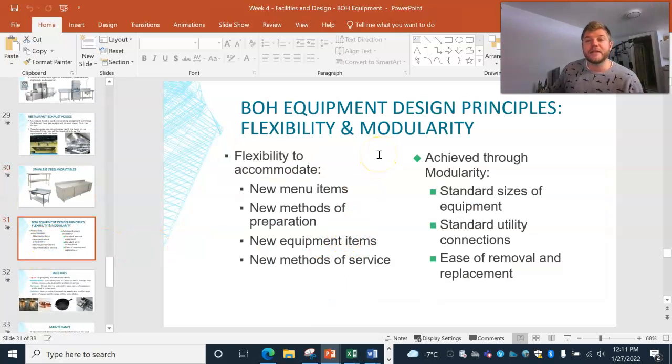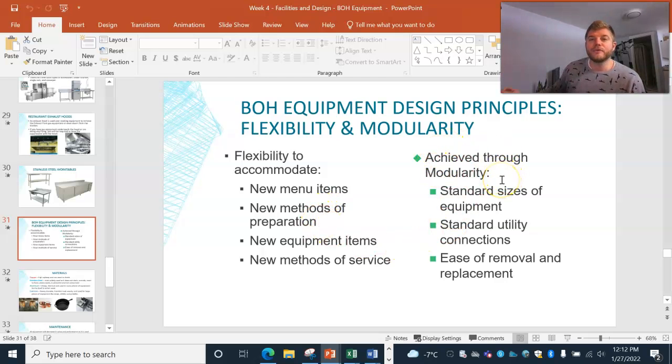When we look at some of the design principles, we look to flexibility and modularity. Flexibility means we have the ability to accommodate when new items come in, and there's a different style in which we're preparing food or a different service. Let's say we went from a buffet style service and now we want to do some table side service, like making omelets right in front of them. Do we have the ability to move some of our equipment and do something like that?